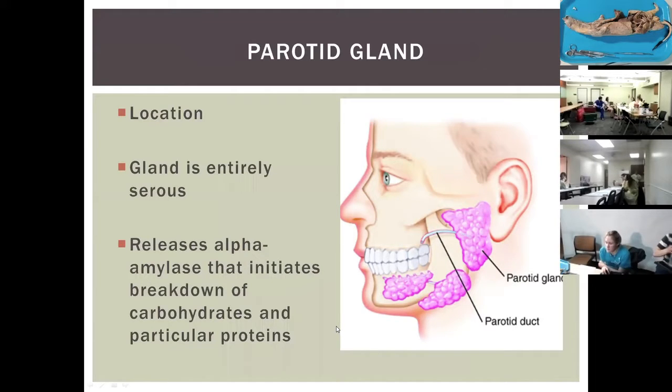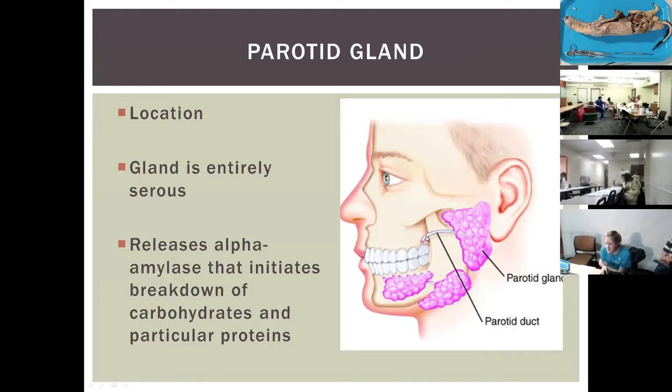So the first one we're going to look at, major salivary gland-wise, is the parotid gland. Location: in this picture you can tell it's inferior, meaning lower than the zygomatic arch. This is the zygomatic arch here, and it is anterior, or in front of the ear. And its duct, which secretes the product, so the enzymes in this case, goes over the cheek and goes into the mouth.